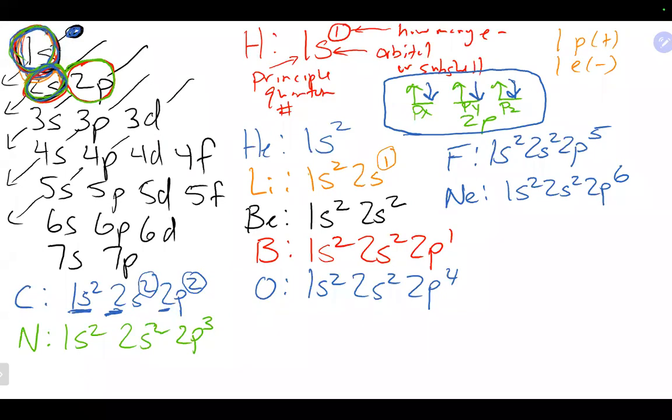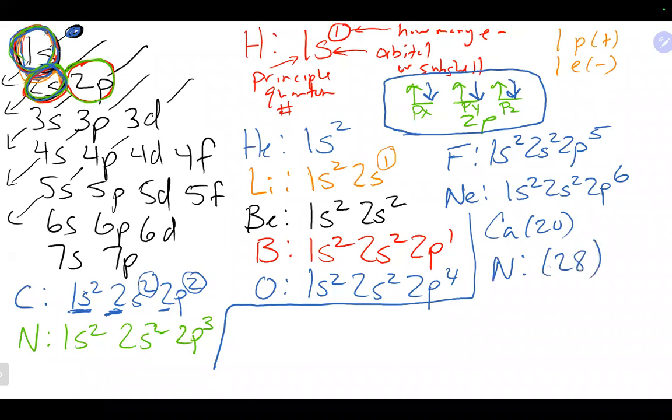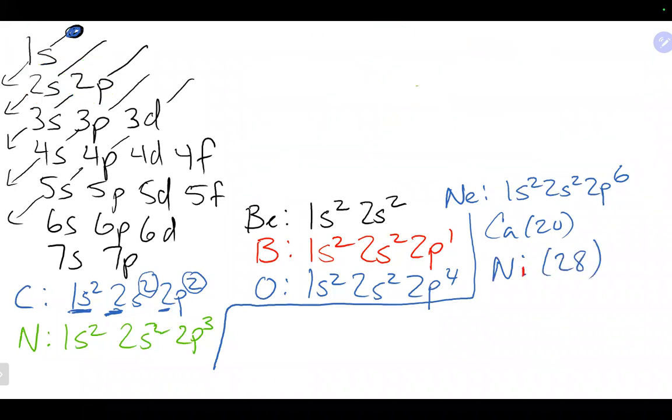All right, so why don't you do the electron configuration for calcium, which is number 20? And why don't you do nickel, which is 28? Okay, let's take a look and see here.